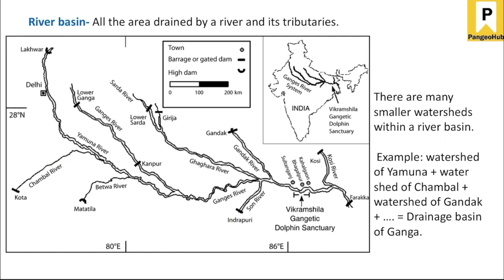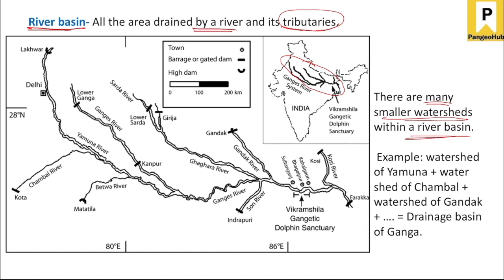Then the next term is river basin. All the areas drained by a river and its tributaries is called a river basin. For example, let's take the Ganga river basin. Here, all these areas come under the Gangetic river basin because they are drained by the main river, that is the Ganga, and all its tributaries. There are many small watersheds within a river basin.